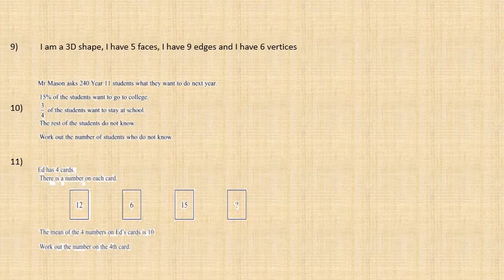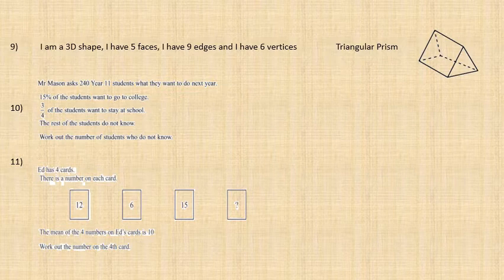In question 9 here, he's saying that I'm a 3D shape, I have 5 faces, I have 9 edges, and I have 6 vertices. So it's a triangular prism, of course. Look at that here. This is a triangular prism. It has 3 rectangular faces and 2 triangular bases, which are 2 plus 3 equals 5, so it's 5 faces, and 9 edges here.